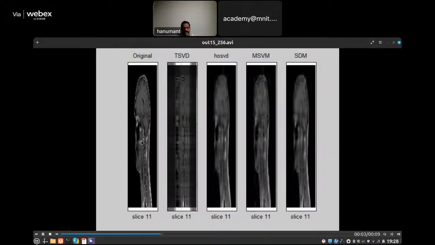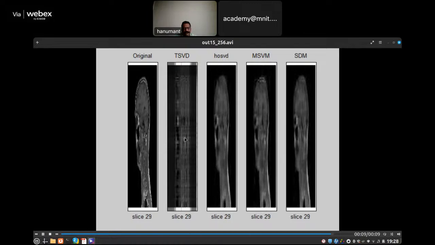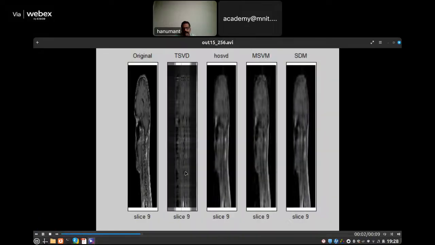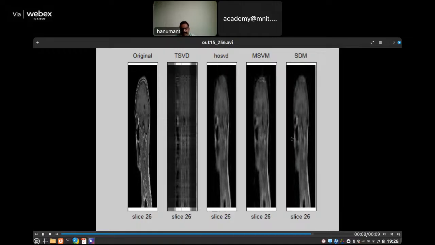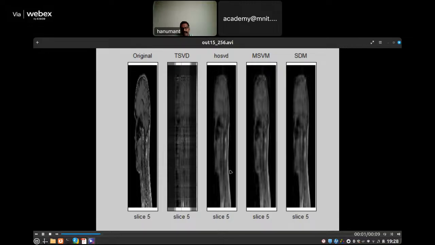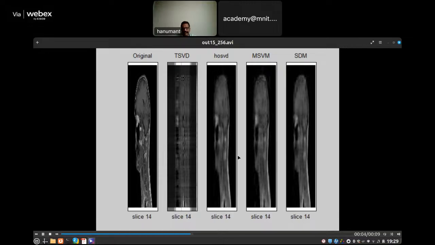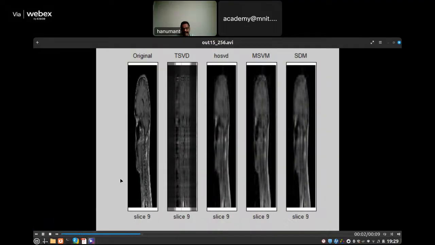This one is original, and this was the algorithm which was proposed by someone else, and this is HOSVD. These two algorithms were proposed by us, and you can clearly see that it is giving good results. But still, in my experience, after so many years, I never recommend that you use my algorithm. Please use the HOSVD. It is very consistent. Ours is not so consistent.